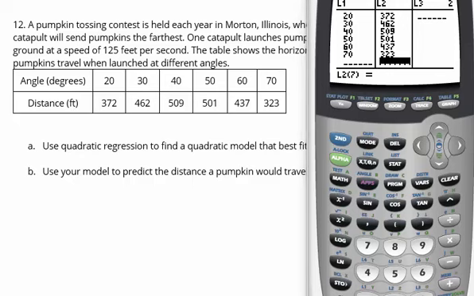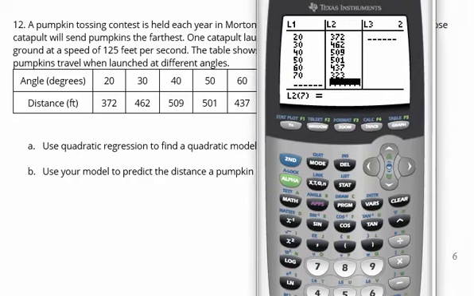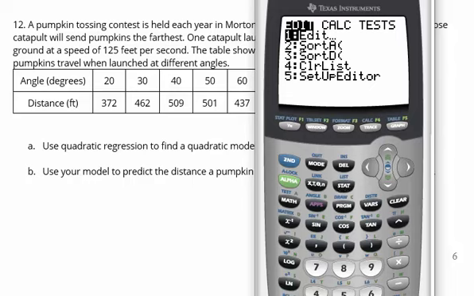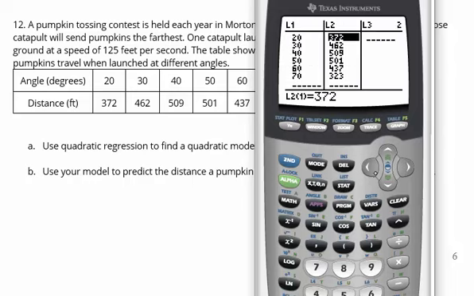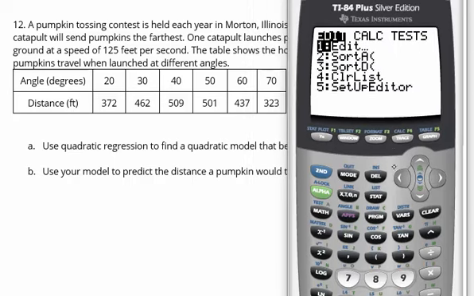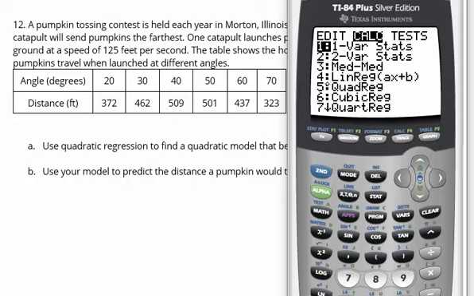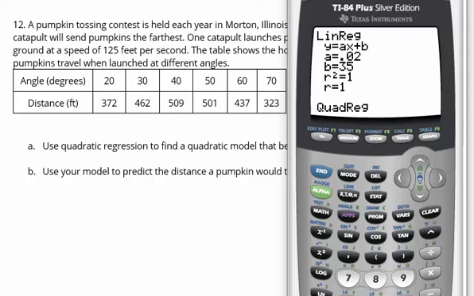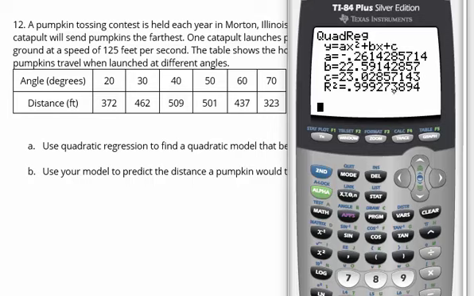Okay. So the first thing that we want to do is enter our data in our lists. And so under Stat and Edit, in L1, you'll type the angles, and then in L2, we'll type the distances. Okay, then press Stat again, Calculate, and number 5 is Quadratic Regression, and hit Enter. Okay, so at this point we have A, the leading coefficient, B, the coefficient of X, and C, the constant. And we can write the equation.